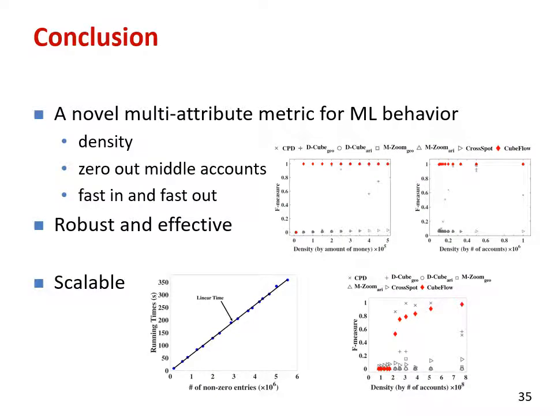In this paper, we propose a flow-based money laundering detection method, CubeFlow. The suspicious metric we design can utilize the characteristics of money laundering flow. Our method is effective and robust in spotting fraud in big attributed transaction tensors.